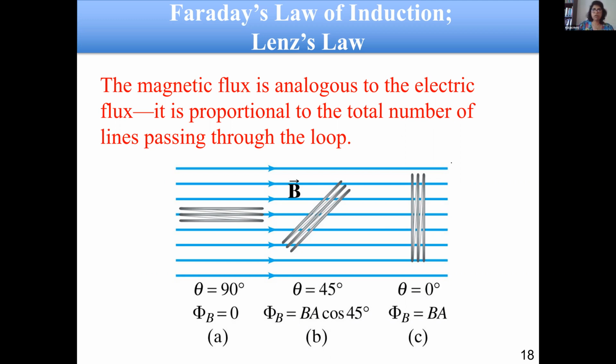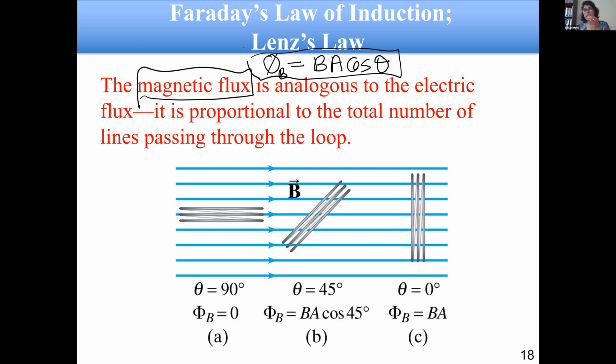We call it magnetic flux. Similar to the electric flux, we have magnetic flux. Magnetic flux is defined as phi B, which is equal to the magnetic field times the cross-sectional area times the cosine of the angle between B and A. That's how the value is calculated. But we are not going that far. What we try to understand is that magnetic flux can be changed by changing B, by changing the cross-sectional area, and by changing the angle, that is, how you keep this wire.